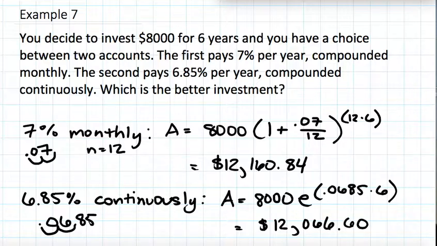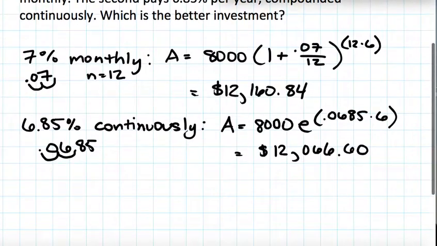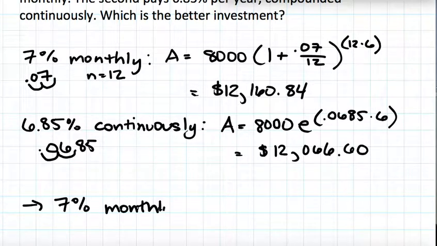So, which account was the better investment? That would be the first one because I got almost $100 more after 6 years. So 7% monthly is better.